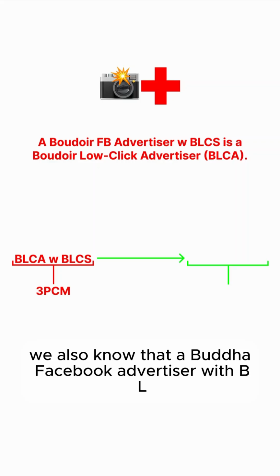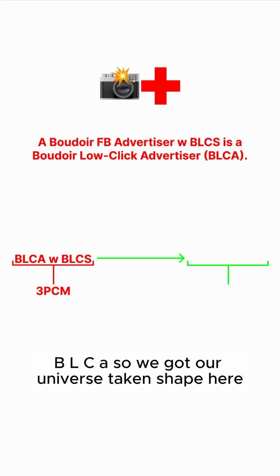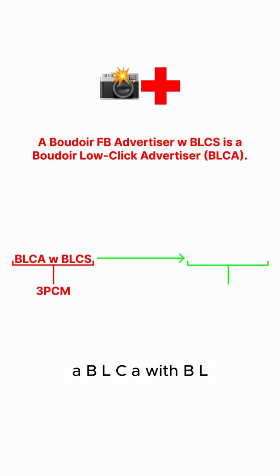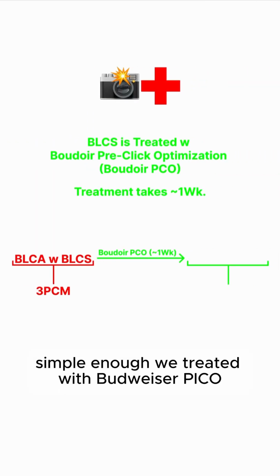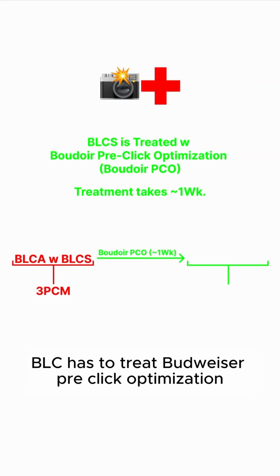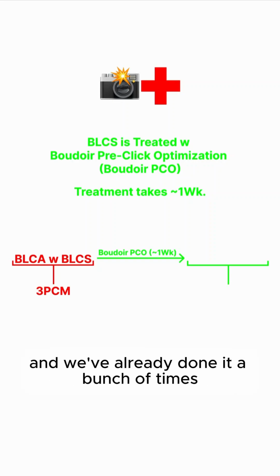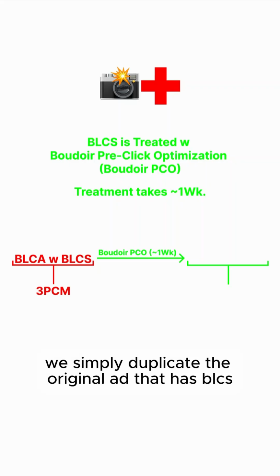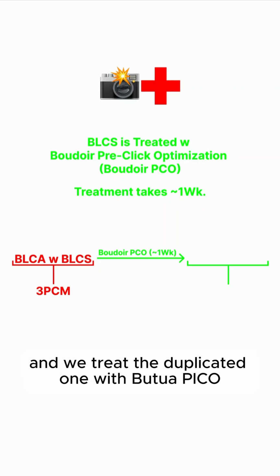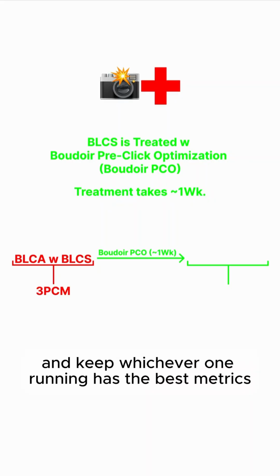We also know that a Boudoir Facebook advertiser with BLCS is a Boudoir low-click advertiser, BLCA. So we got our universe taking shape here. A BLCA with BLCS is caused by the 3 pre-click mistakes. Simple enough, we treat it with Boudoir Pico. BLCS is treated with Boudoir pre-click optimization, aka Boudoir Pico. Treatment takes about a week. We know this because we invented it, and we've already done it a bunch of times. We simply duplicate the original ad that has BLCS, and we treat the duplicated one with Boudoir Pico, run them in parallel, and keep whichever one running has the best metrics.